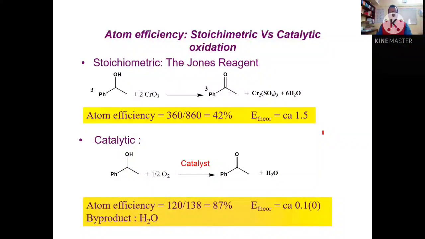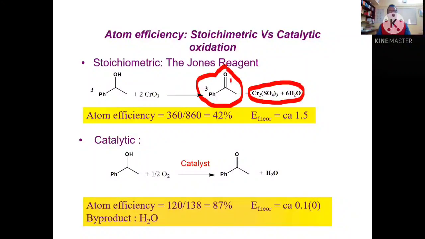Now let us study an oxidation of alcohol using Jones reagent. You already remember what Jones reagent is. It is a mixture of chromium oxide and 8 normal sulfuric acid. So Jones reagent basically is an in situ generation of chromic acid. So this is my reactant, and you are getting this product, and see, you are getting a lot of waste.